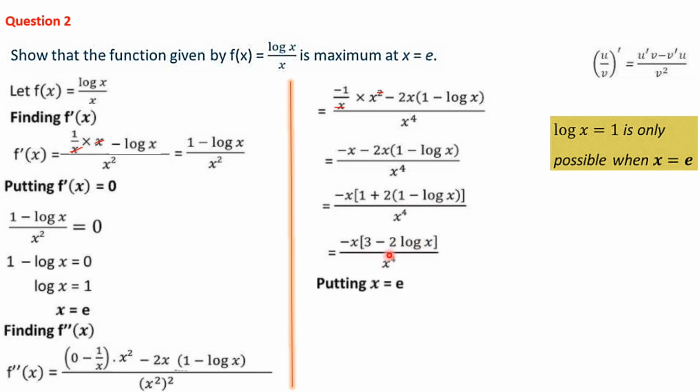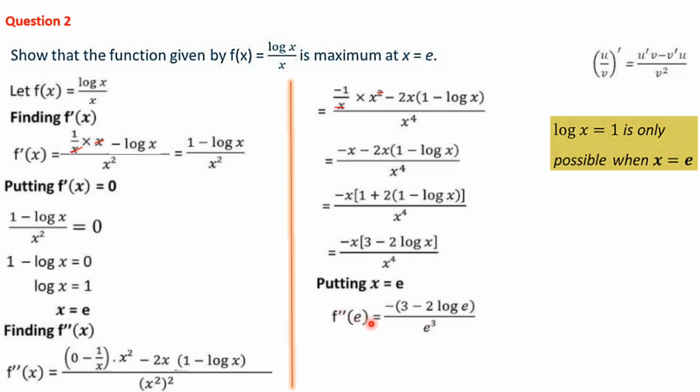Now keep it here, and we are just putting x is equal to e here. When you put x is equal to e, we'll do one calculation and then move to the next step. Here when we put x equal to e, it is minus e into 3 minus 2 log e, divided by e power 4. Here there is 1 e in the numerator and e power 4 in the denominator. That e and e power 4 we can cancel, and the denominator will become e cube. So that is what we have done here. That step only I am showing here.